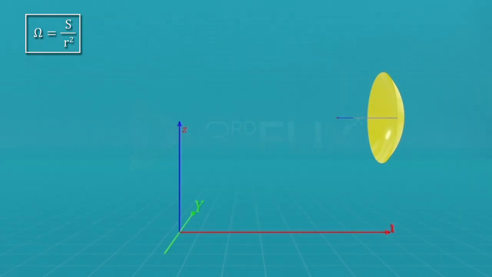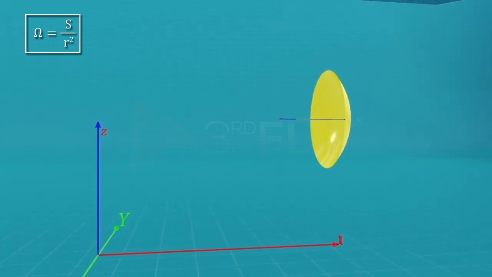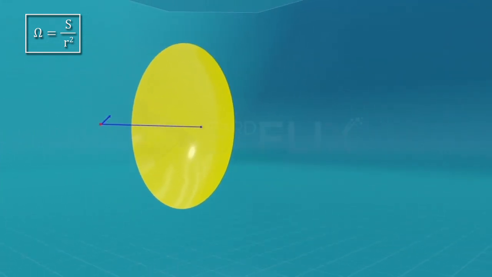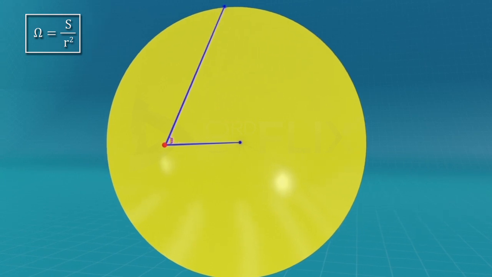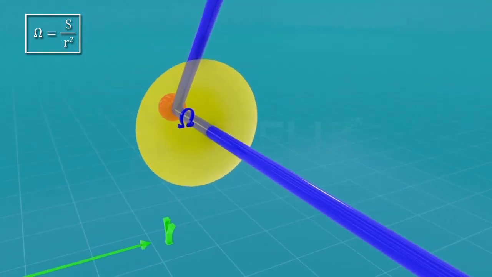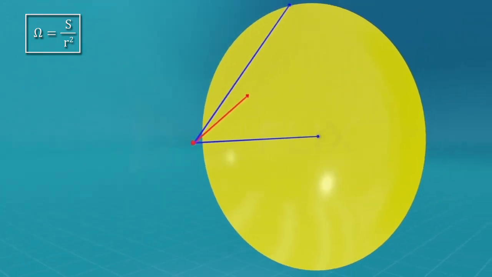Let us look at a problem on solid angle. If every point on the periphery of a spherical cap makes a planar angle theta at the center of the sphere, what is the solid angle omega made by the spherical cap at its center?